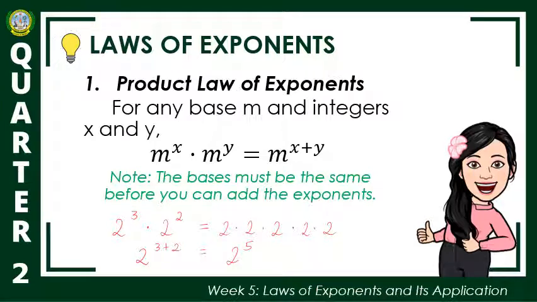Okay, so in this case, 2 raised to 5 naman po, when we get the value is 32. Okay, so kasi 2 times 2 is 4, times 2 is 8, times 2 is 16, and then times 2, that's 32. Okay po? Ayan, so let us try to apply the product law of exponents.